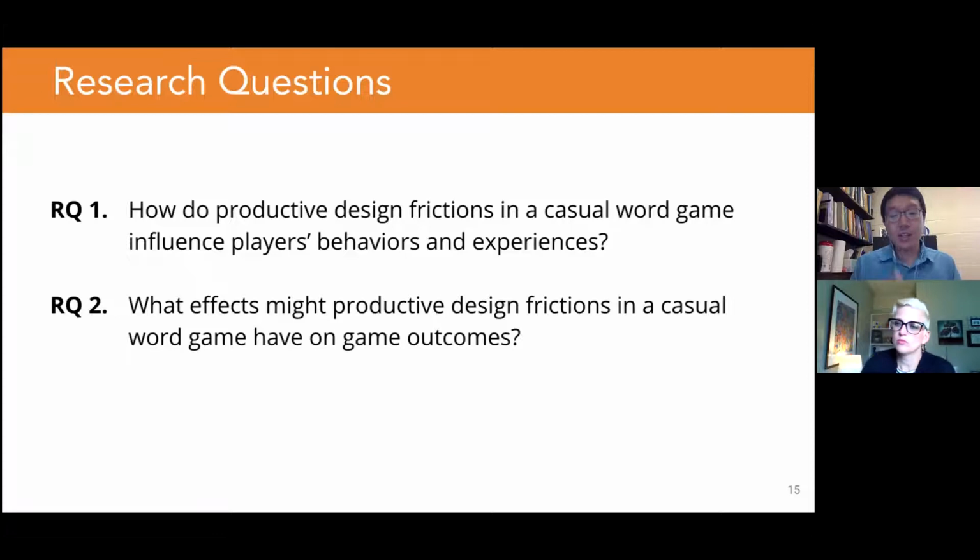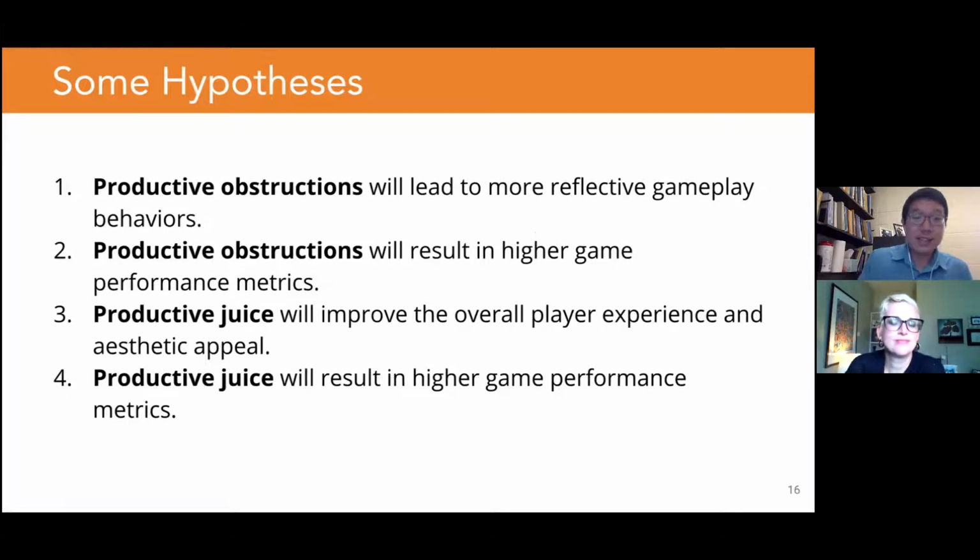So what do obstructions and juiciness, how do they affect a player when they play the game? These are my hypotheses based on the literature that I was reading. Productive obstructions, I thought, would lead to more reflective gameplay through microboundaries and all of that discussion that I talked about earlier. And that it might also result in higher game performance, since if you're reflecting on your gameplay, you might get better at the game just by that thought.